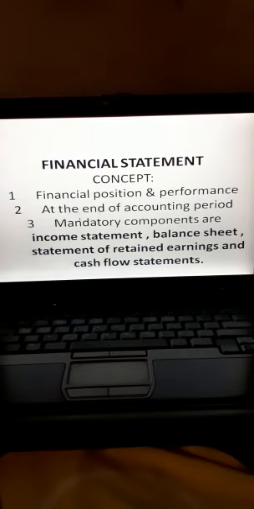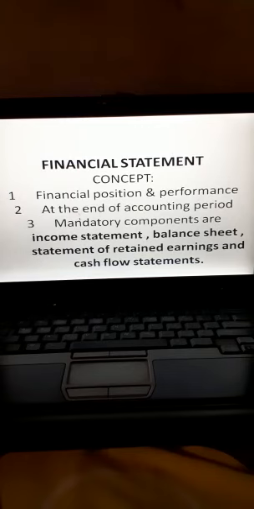So before starting today's topic, I would like to give you a brief review of the financial statement. It is a statement which shows the financial position and performance of the organization. It shows the financial health to the stakeholders of that organization, and the main thing I would like to clarify is that we prepare it at the end of the accounting period.